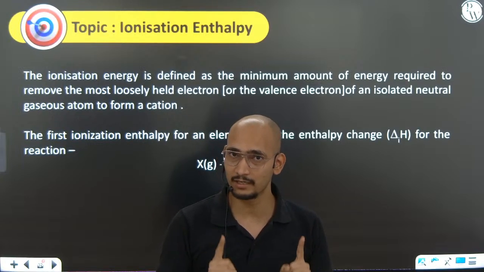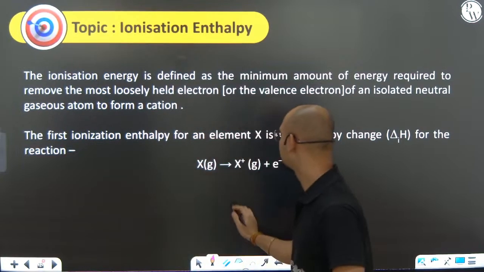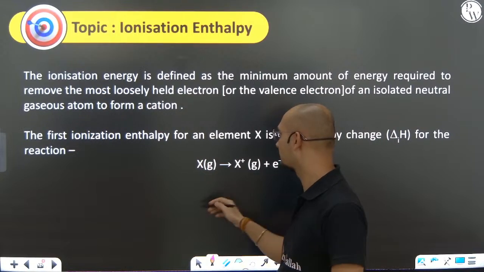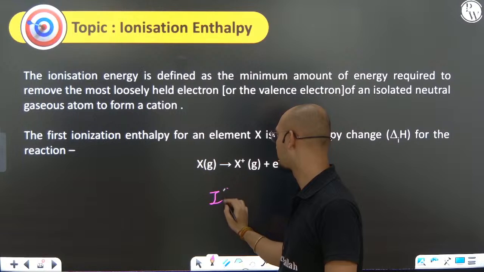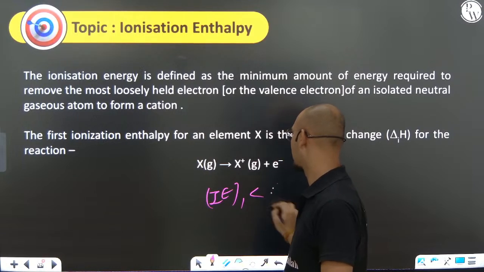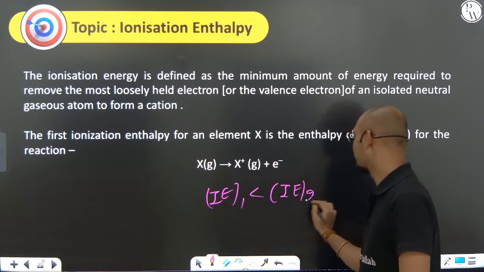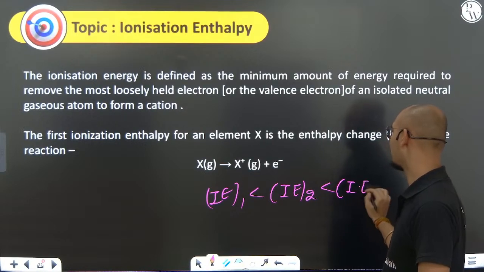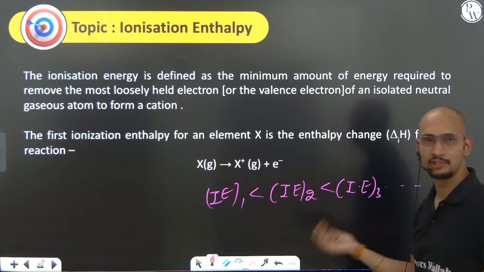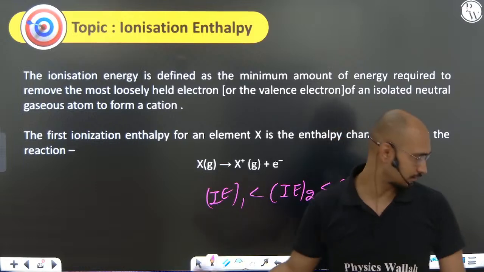A very important thing to keep in mind is that if you keep on removing electrons, IE1 is less than IE2, which is less than IE3, and there is no exception to this. It always follows this.